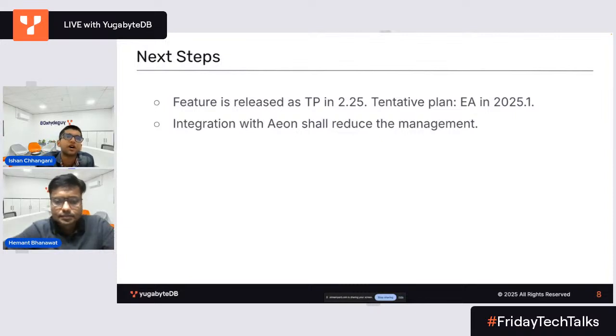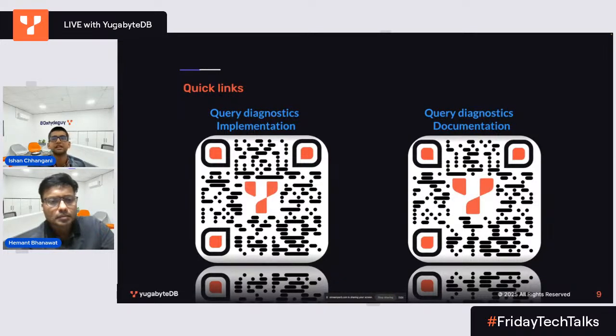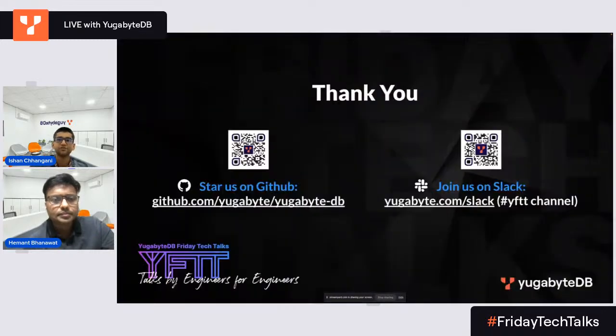Thank you. So currently, the feature is released as technical preview in release 2.25, and our plan is to make it EA in 2025.1. In future iterations, we also want a tighter integration with the web services, which shall reduce a lot of management with this feature. I would also encourage all of the viewers to go through the documentation and the source code implementation of this feature. And yeah, that's all from my side. Thank you.